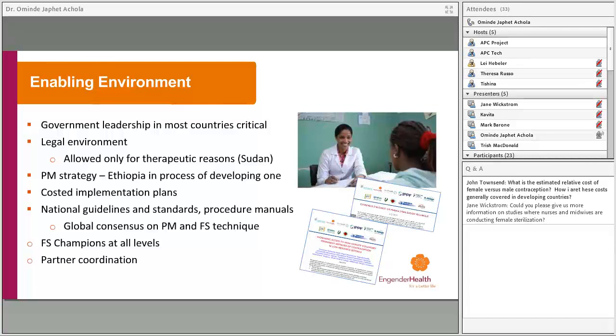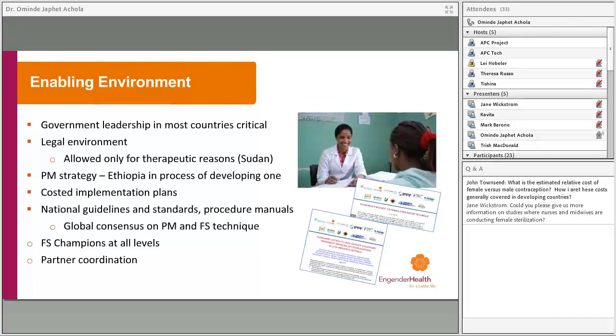Other ingredients that are important for the enabling environment are national guidelines to articulate how the services should be offered, where they should be offered, and what the parameters are for ensuring safety and quality. Standards and procedure manuals should also be developed.